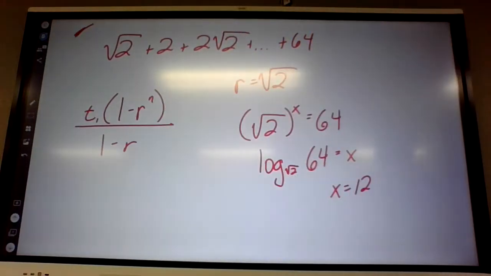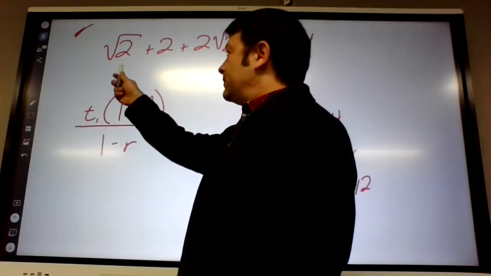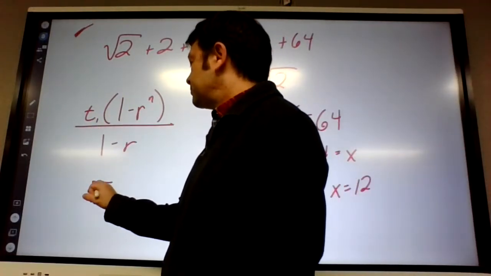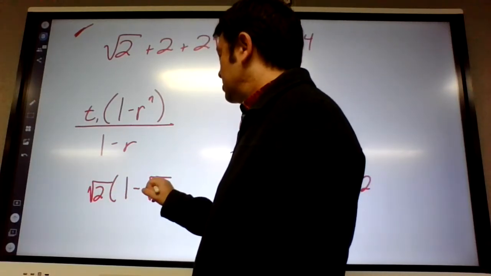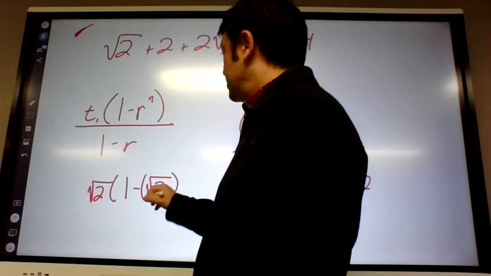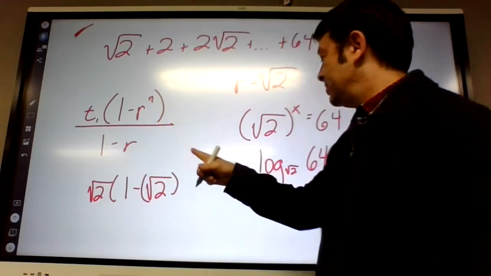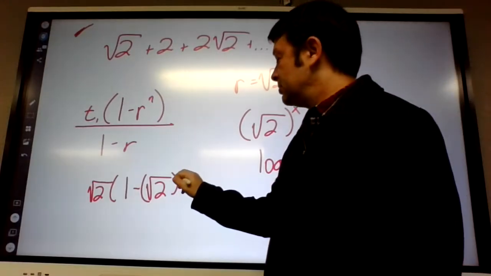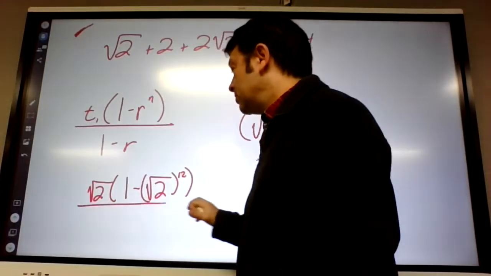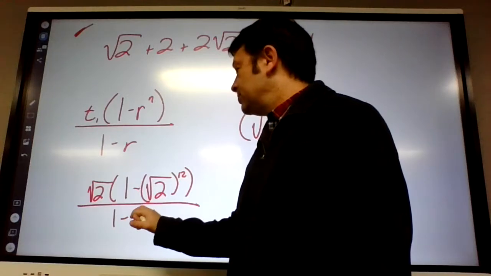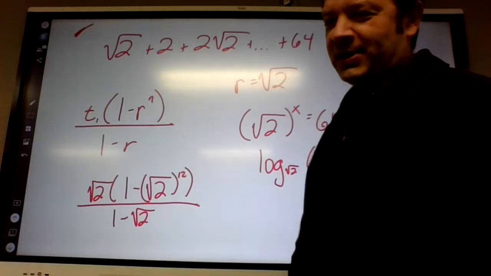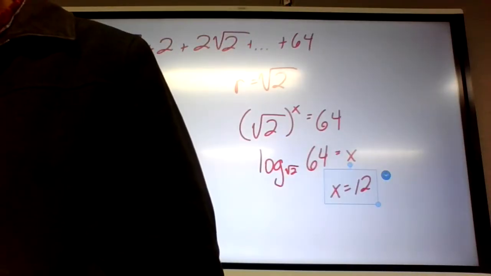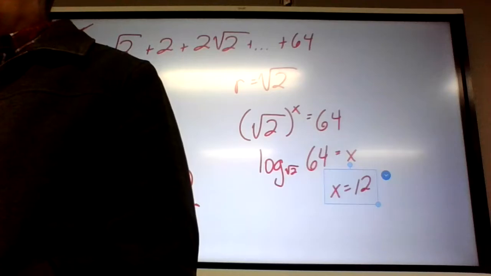Geometric series to add the first n terms together. Okay, so t sub 1, the first term, is square root of 2. Times 1 minus the common ratio, square root of 2, to the, how many terms are we doing? 12. All over 1 minus square root of 2. One of those problems where they give us the answer or not? Yes, they did. Silly.